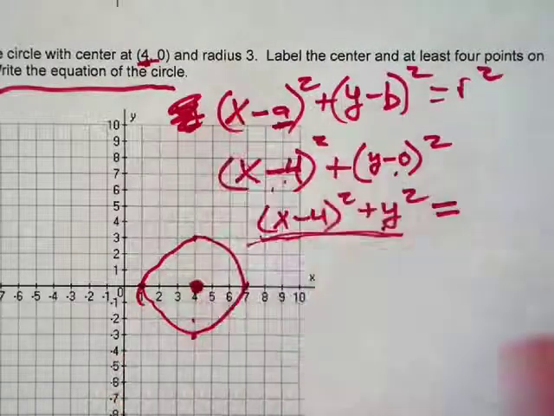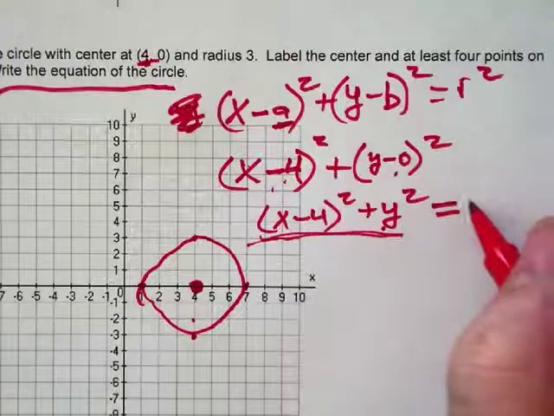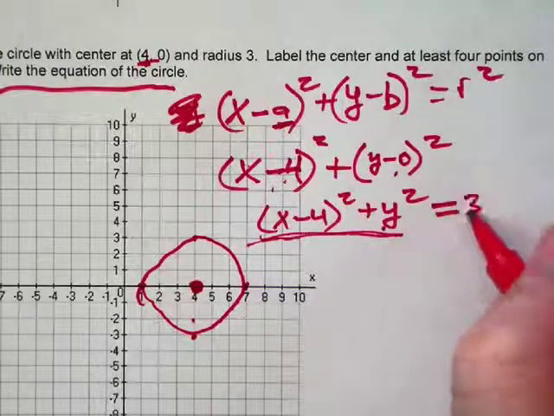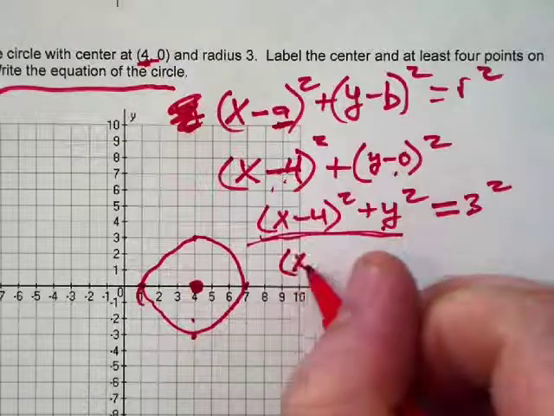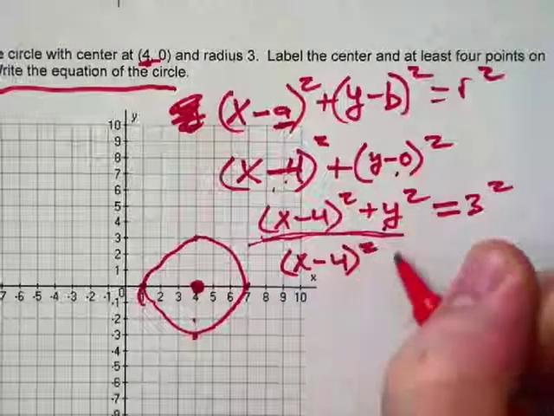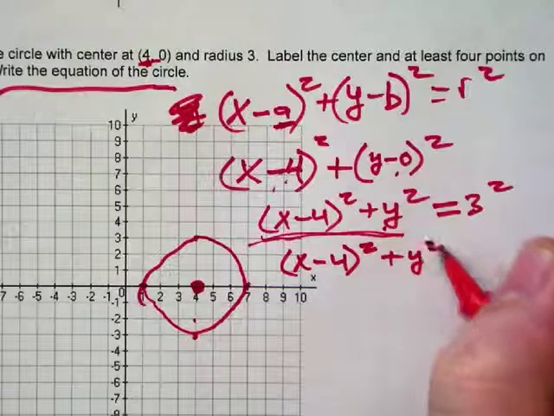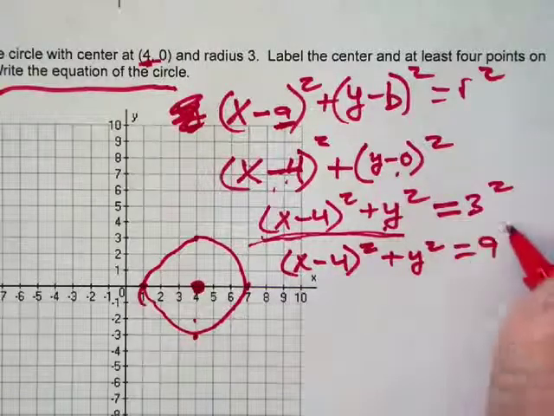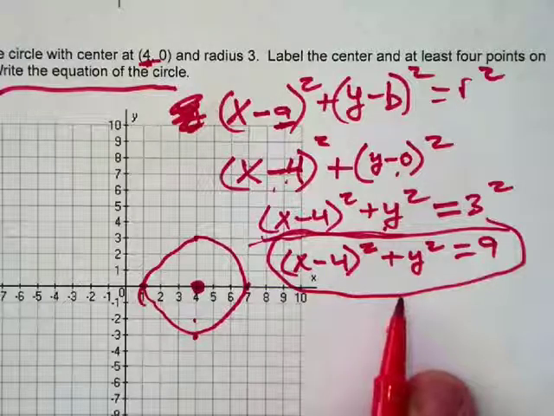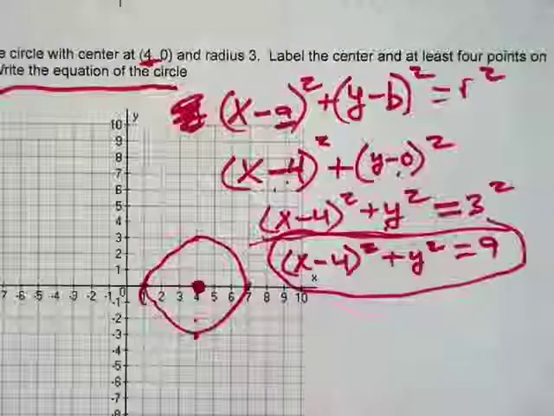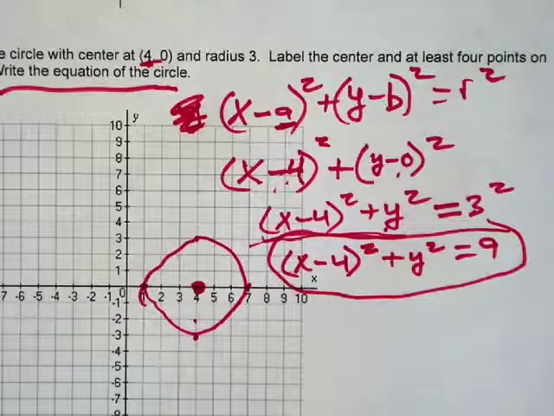Equals, and what's the radius squared? Well, you could either do 3 squared or you could rewrite it yet again. x minus 4 squared plus y squared equals 9. Okay, that's usually the most common way to write it, and that's probably the way you do it, but any of those are acceptable.